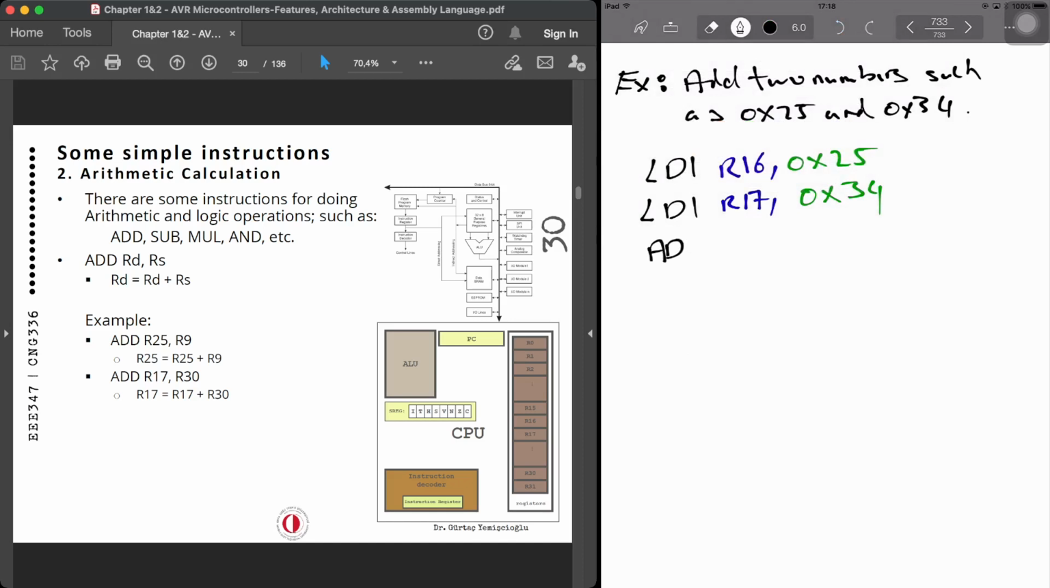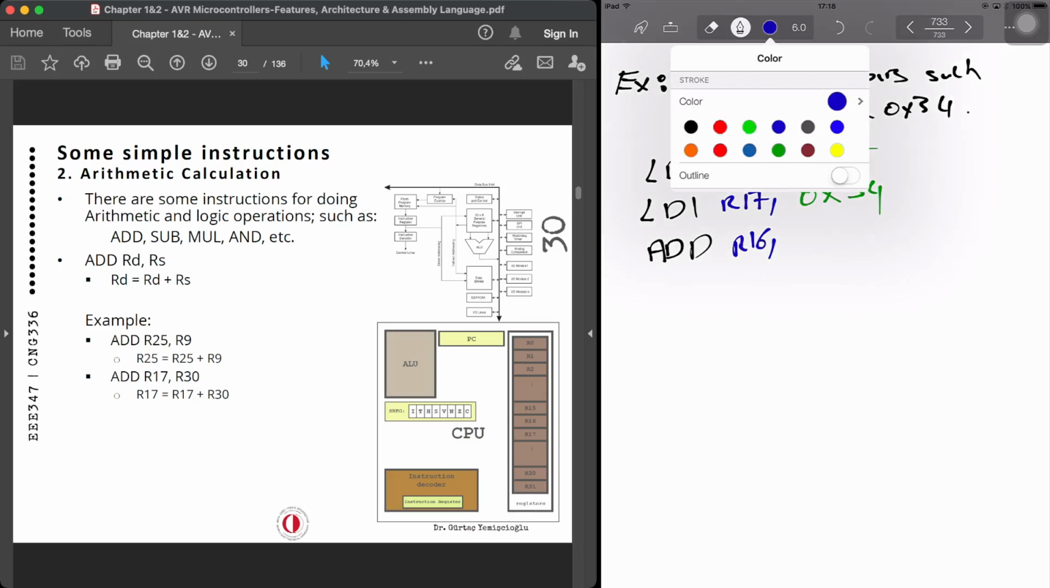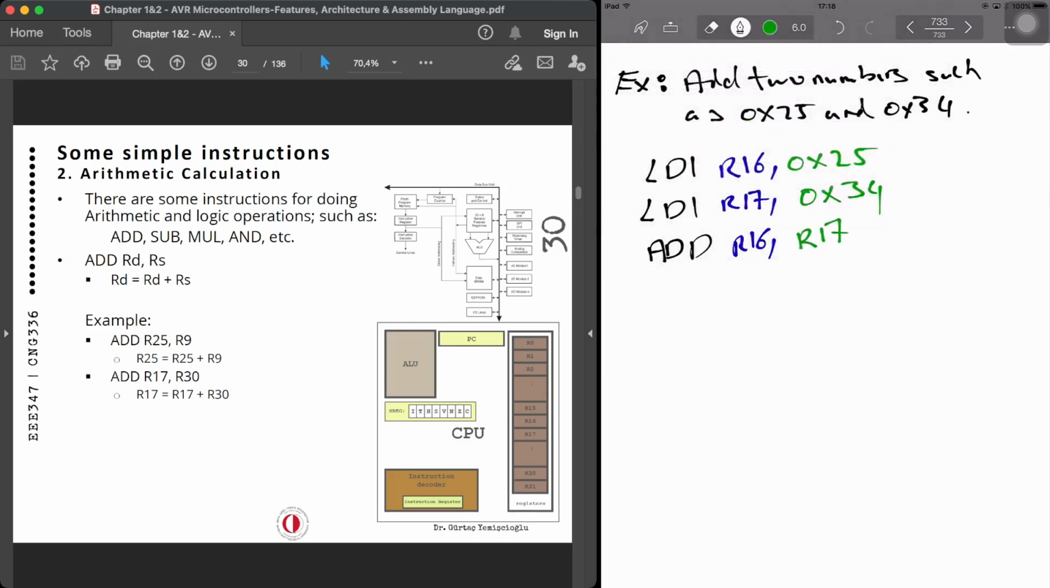Depends on where we want to store it. Let's store it in R16. That is going to be add R16, R17. So if we write the comments, this is going to be R16 equals hex 25, R17 equals hex 34, and this one is R16 equals R16 plus R17. That's going to be the content of it, okay?